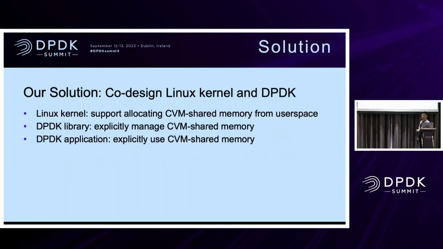So this is our solution. We co-design the Linux kernel and DPDK. On the kernel side, we need to support user space allocating CVM shared memory. Then on the DPDK side, we use this kernel API, which is just a system call, to allocate CVM shared pages and explicitly manage these pages so that applications have an appropriate interface to use them.